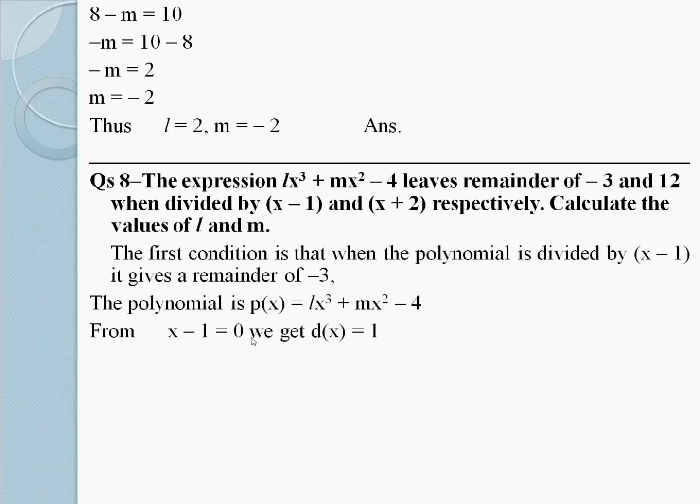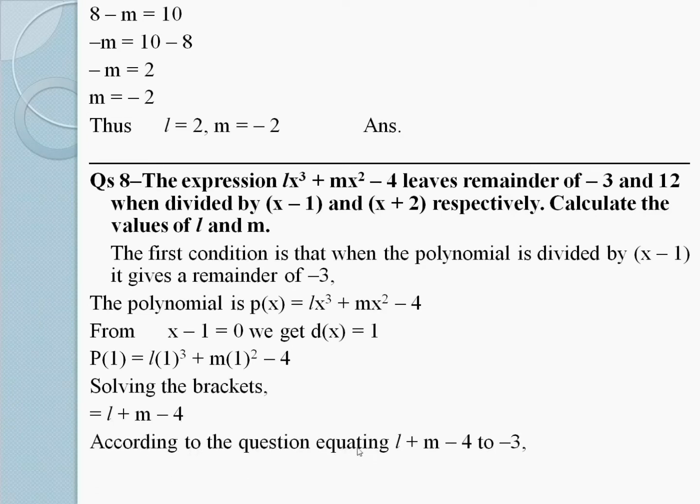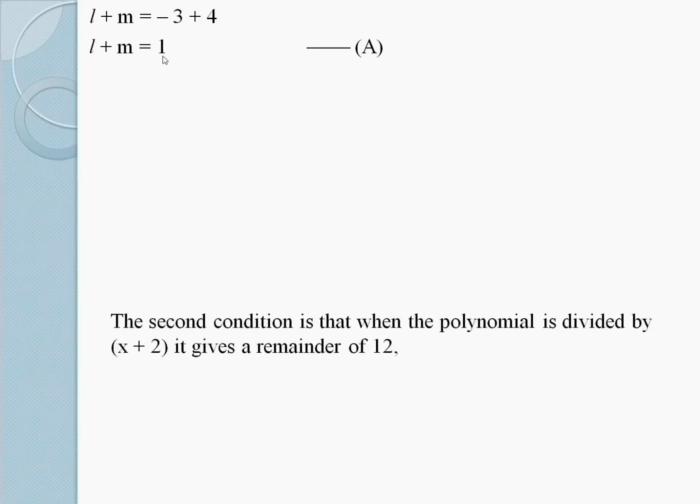From x minus 1 equal to 0, we get x equals 1. Replacing the value, p of 1 equals L 1 cube plus m 1 square minus 4. Solving the brackets, L plus m minus 4. According to the question, equating L plus m minus 4 to minus 3. L plus m minus 4 equals minus 3, first condition. L plus m equals minus 3 plus 4. L plus m equals 1, equation A.